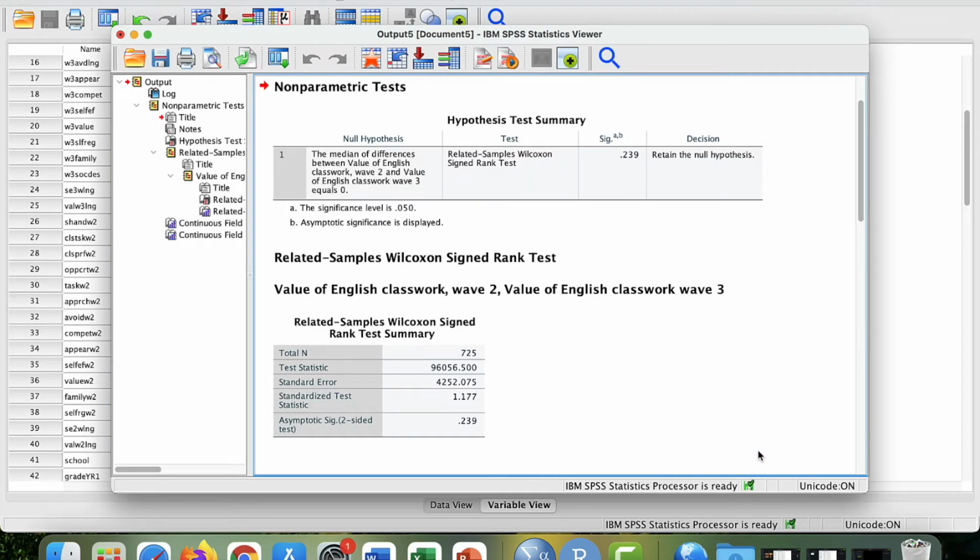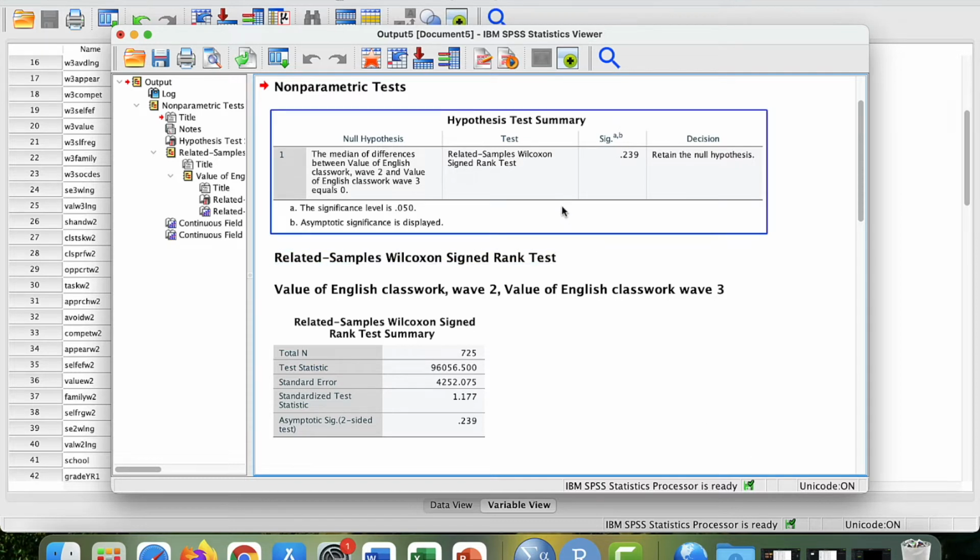All right, and this tells me the results of my Wilcoxon Signed-Rank Test. So the median of differences between value of English wave 2 and value of English wave 3 equals 0. That's the null hypothesis. So we are looking for the median difference in ranks.